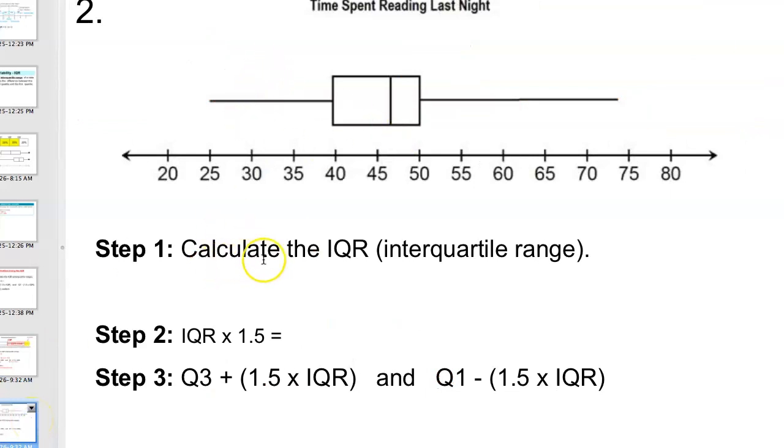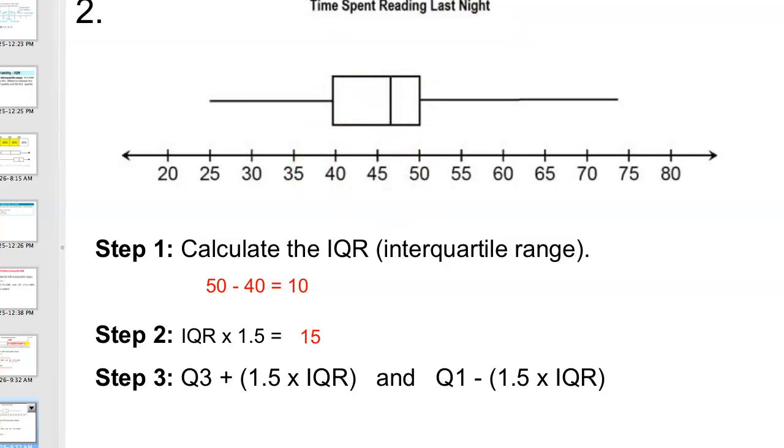Okay, step 1, calculate the interquartile range. So I do that by taking my upper quartile and subtracting my lower quartile from it. So 50 minus 40 is my interquartile range. That's 10. Then I have to take my IQR and multiply that by 1.5, and I immediately know that that's 15 because half of 10 is 5. 10 plus 5 is 15. Okay. So this is 1.5 of this middle 50%.